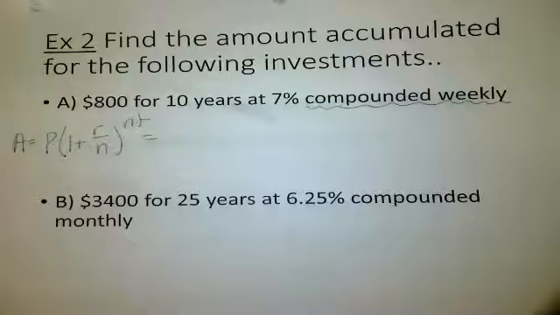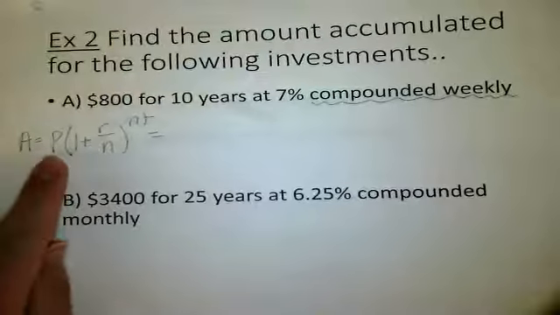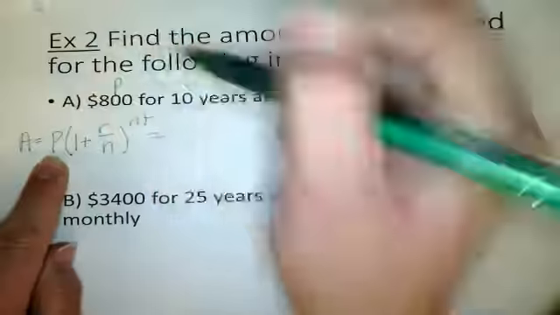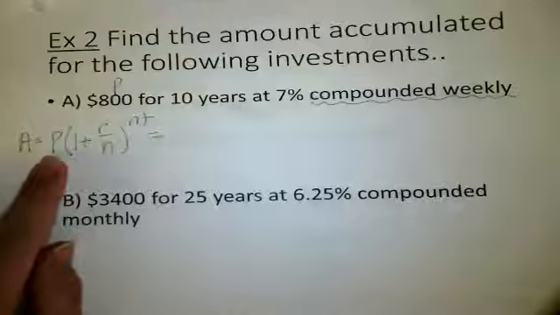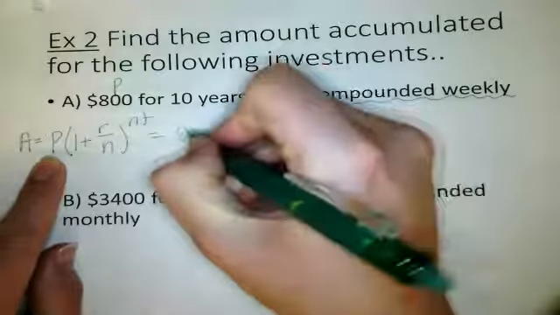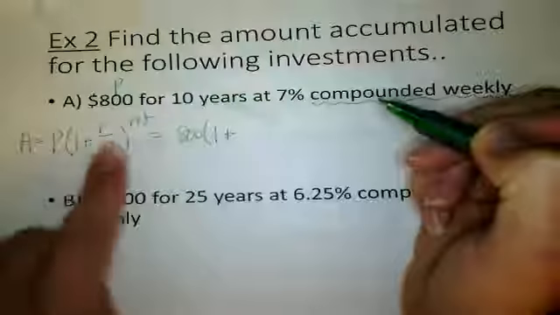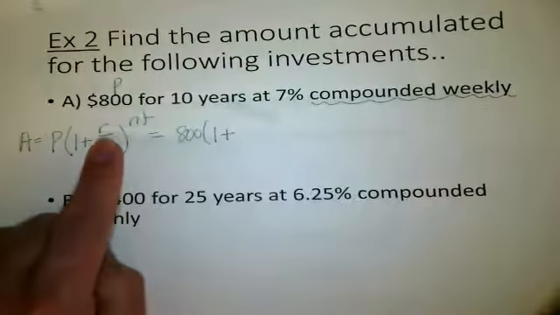And so we're investing. What is our P? What is our principal amount? It's the 800. Yeah, our starting amount. We're starting with investing $800. So we're going to put that in place of P. And then we have times the quantity 1 plus. What should we use for R?